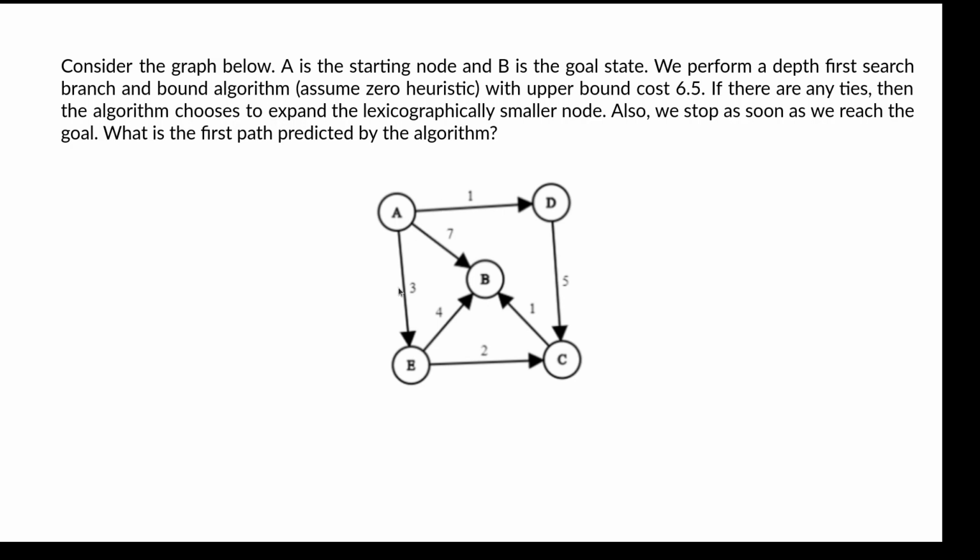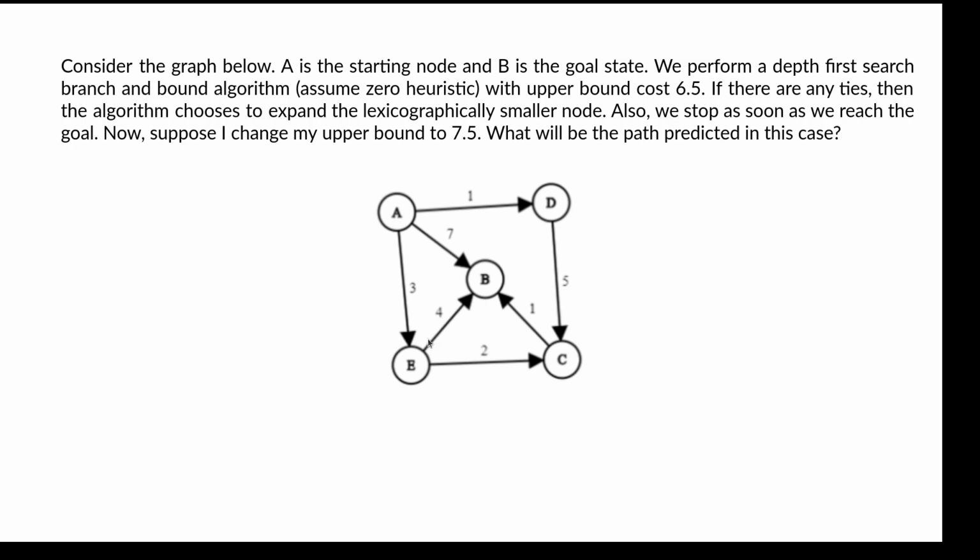So we have only one option. Can we go A, B? It's 7. No, we cannot go. So we have only the option A, E, C, B. A to E is 3, E to C is 2, and C to B is 1. So 3, 2, 5 and 1, 6. So the answer would be A, E, C, B.